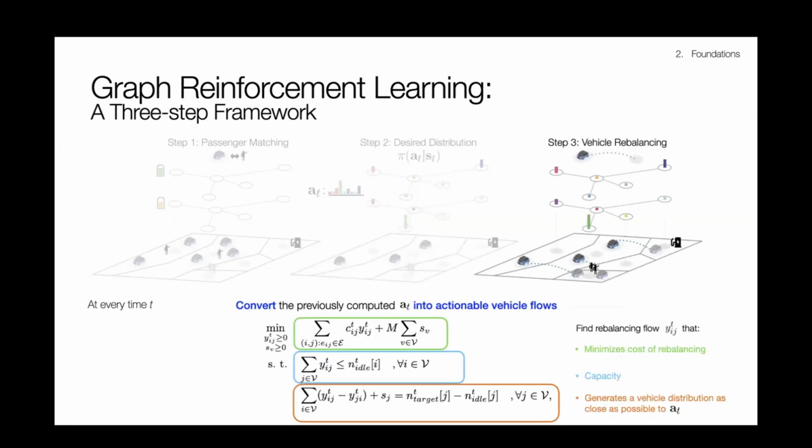In step three, we convert this distribution into actionable flows by solving another linear program. Again, this is only for time t. Without going into the details of the math, at a high level, what this linear program is doing is essentially giving us the flows over the edges of this graph, which achieve as best as possible the desired distribution of vehicles, which we computed in step two.